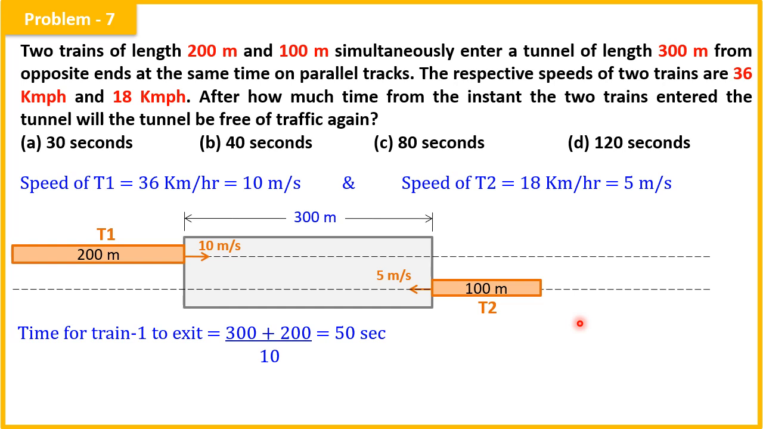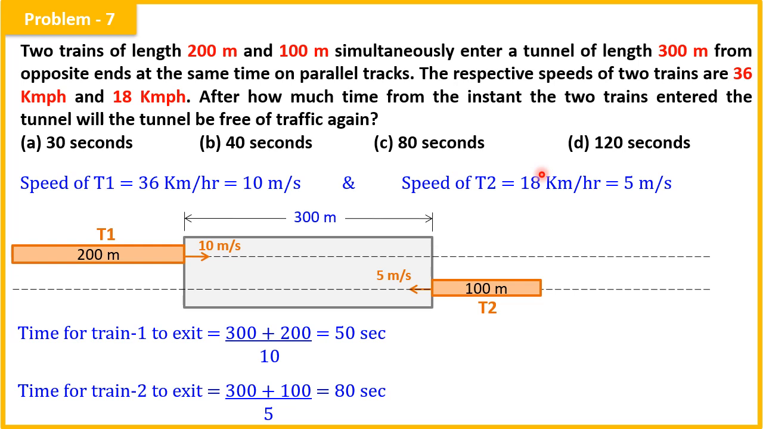Time for train 1 to exit is the length of train 1 plus the length of tunnel, that is 300 plus 200, divided by the speed of the train, which is 10 meters per second. So train 1 will take 50 seconds to exit the tunnel. Similarly, the time for train 2 to exit will be the length of tunnel plus length of train divided by the speed of the train, which is 5 meters per second. So train 2 will take 80 seconds to exit the tunnel.